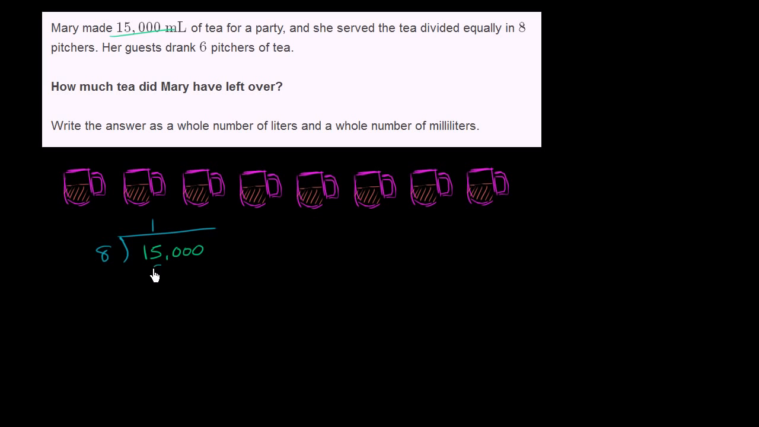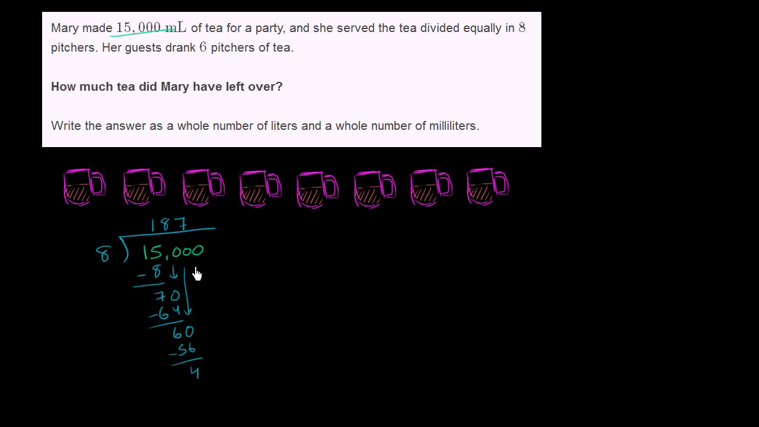1 times 8 is 8. Subtract. 15 minus 8 is 7. So bring down a 0. 8 goes into 70 8 times. 8 times 8 is 64. Subtract, we get a 6. Bring down another 0. 8 goes into 60 7 times. 7 times 8 is 56.